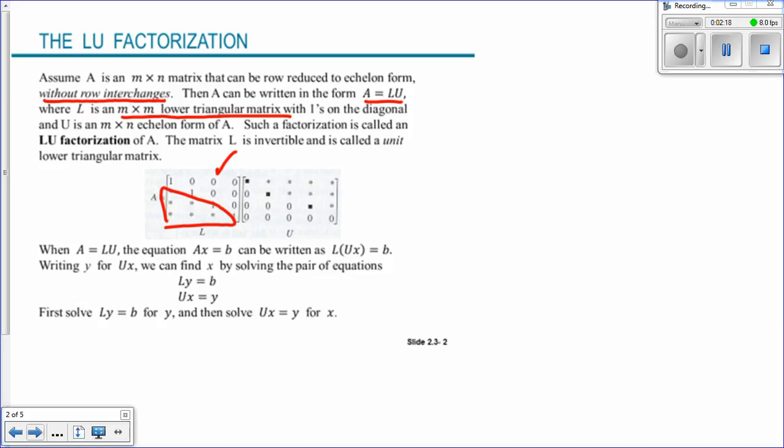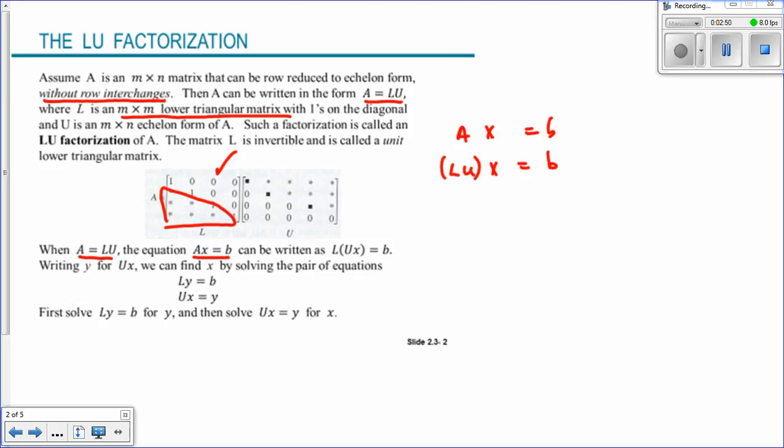The matrix L will be invertible, and we call it a unit lower triangular matrix if we have all ones down that main diagonal. Okay, so now when we're solving systems of equations with a matrix A, if we can rewrite it as this factorization L times U, then A can become LU. So we've got Ax = b, and we're replacing the A with LU.